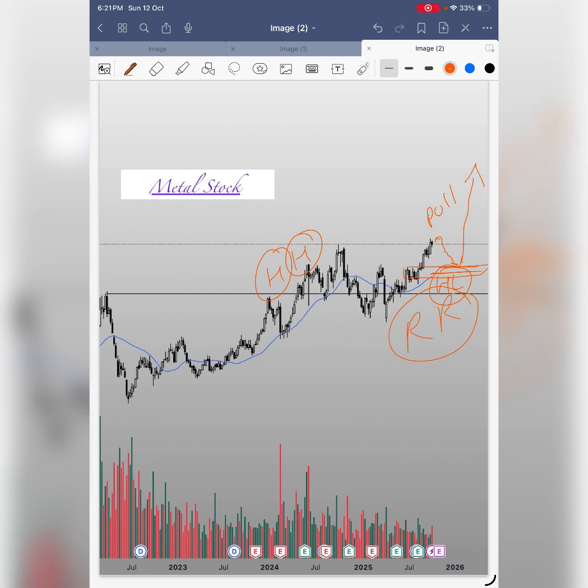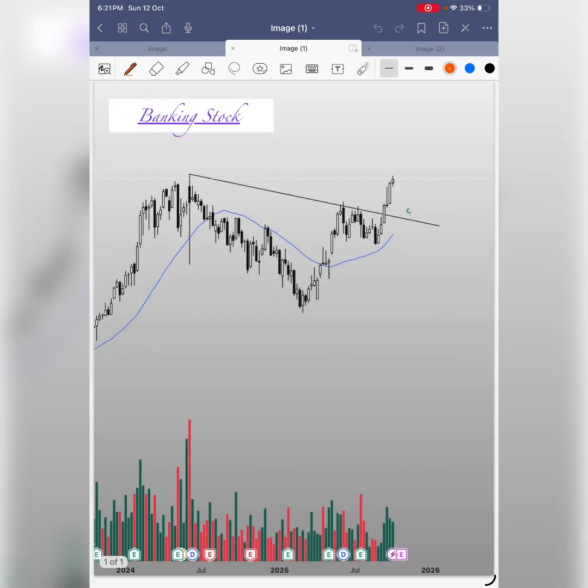Let me pull out one more chart for you. In this chart, again, you can see this is a banking stock which has played out very well. Market made a cup-like structure, kind of consolidated over here, broke out. Now, as you can see, this is not the point for you to enter. Rather, this is the point for you to wait for a correction to play out. Let the market come back here.